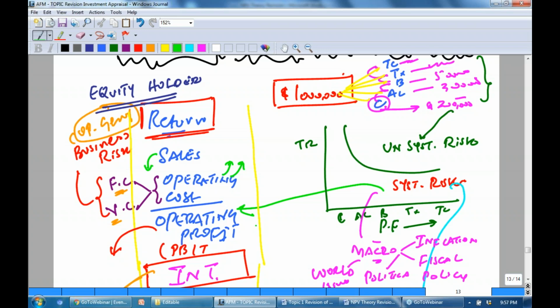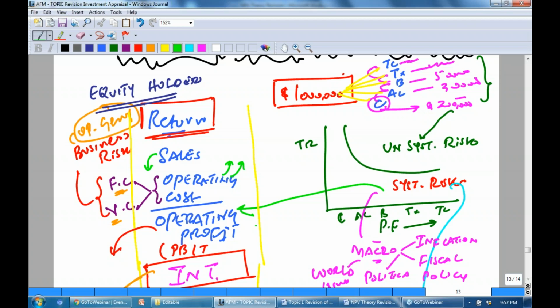We ignore the unsystematic risk. Once again, CAPM assumes that the investor is well diversified. For example, Toyota says to the investor, Mr. Investor, I have no concern where you have invested the amount anywhere. I have no concern. Number one.